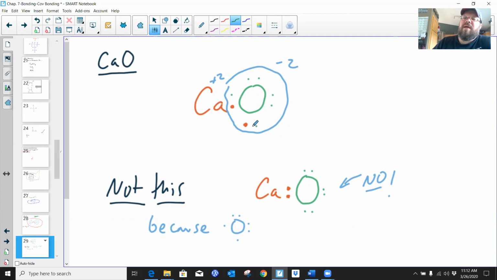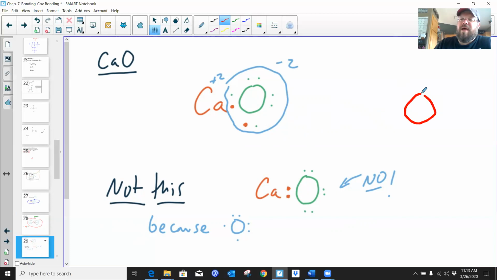Oxygen is 2 electrons short, and therefore it's going to obtain a -2 charge. Calcium has 2 electrons to give up. It'll give up those 2 electrons to the oxygen to become oxide. Now you do need to notice a little bit, and again, this goes back to what we talked about a few minutes ago.